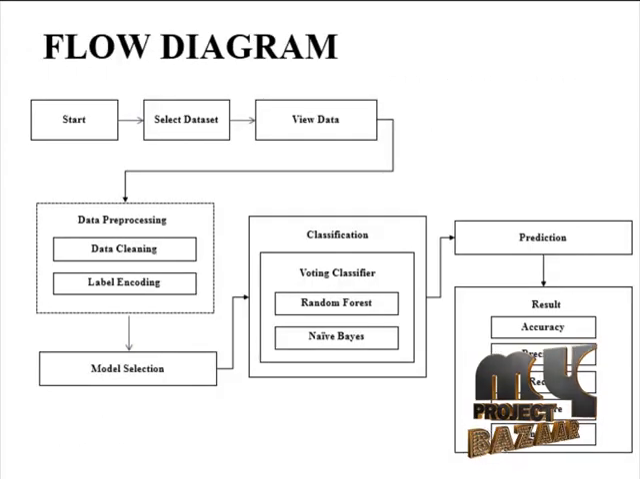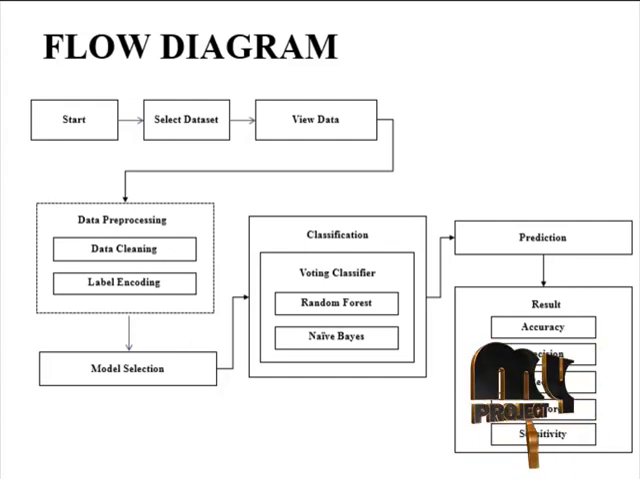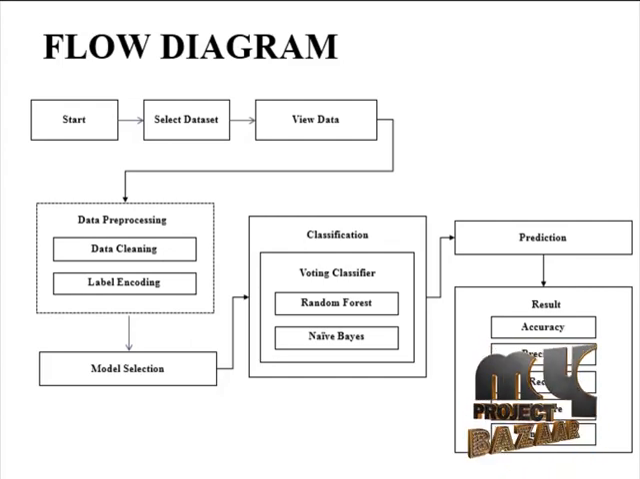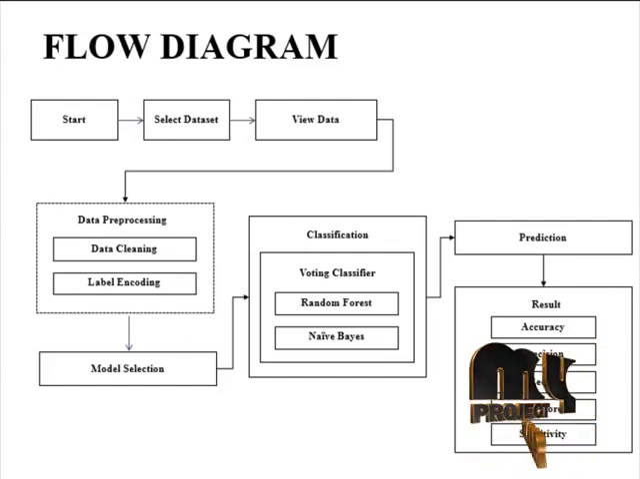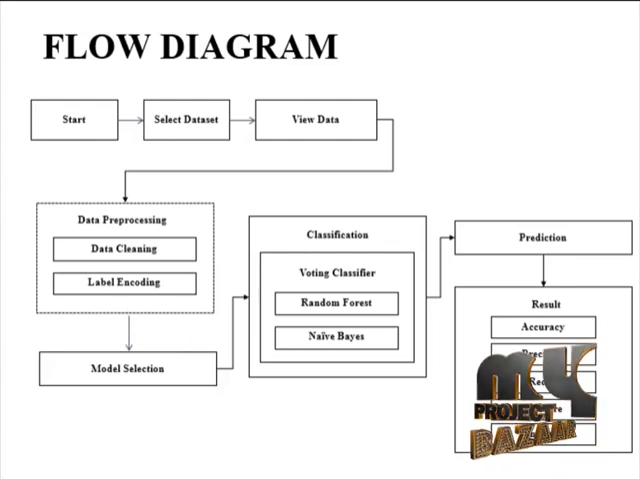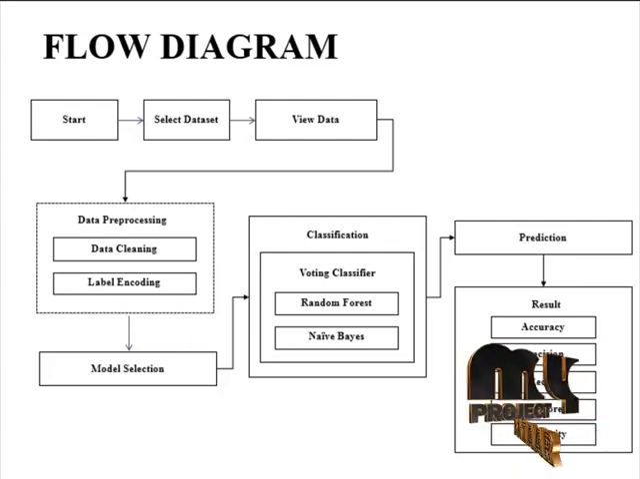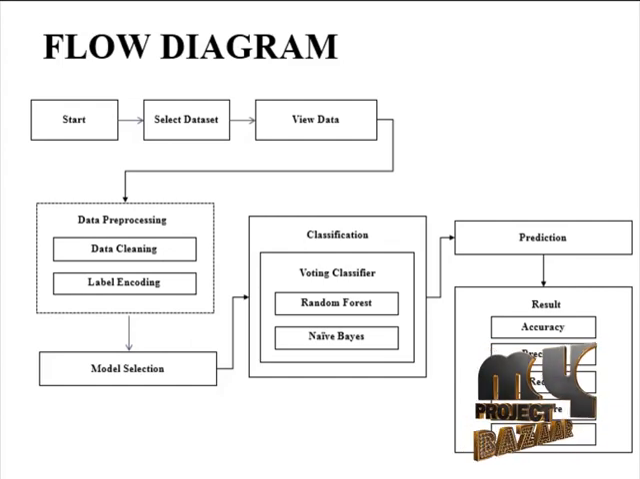And the flow diagram of the project is: first we need to start the program and select the dementia dataset, and then view the sample dataset in our console working directory. After that, we will move into pre-processing. In data pre-processing, we are going to clean the dataset. In the cleaning process, we check whether there are any missing values or null values in our dataset. We need to properly replace the missing and null values.